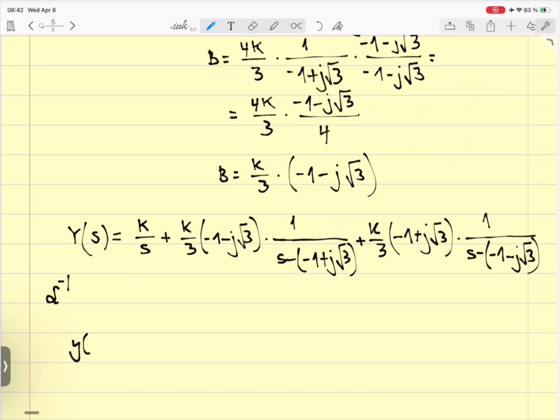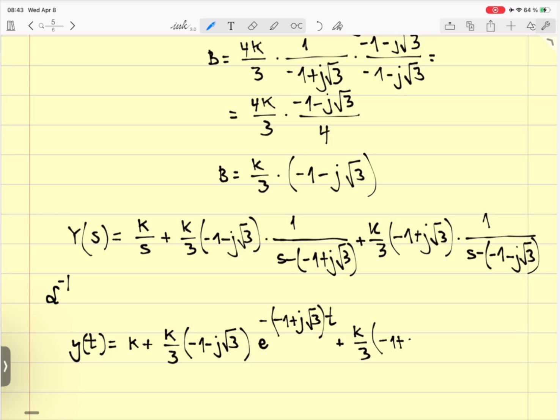and we get that i of t equals k plus k divided by 3 times (minus 1 minus j square root of 3) e to the power of (minus 1 plus j square root of 3)t, plus k divided by 3 times (minus 1 plus j square root of 3) e to the power of (minus 1 minus j square root of 3)t. Okay.